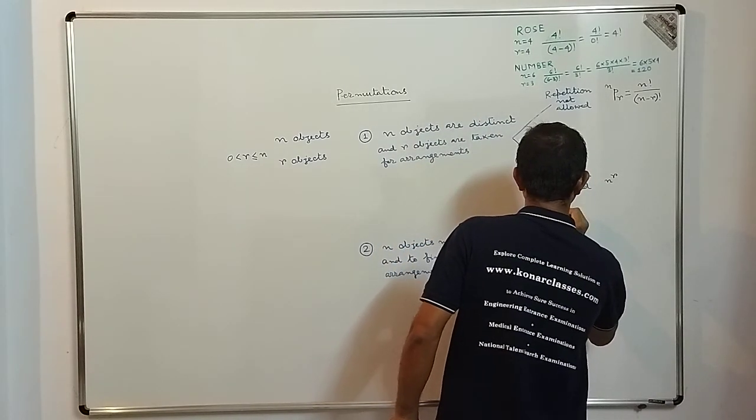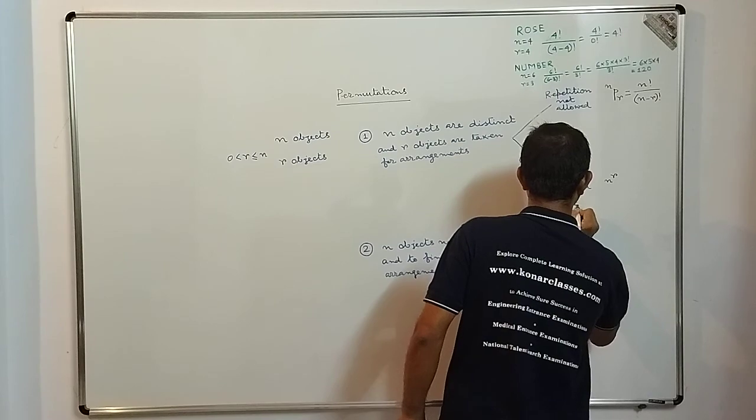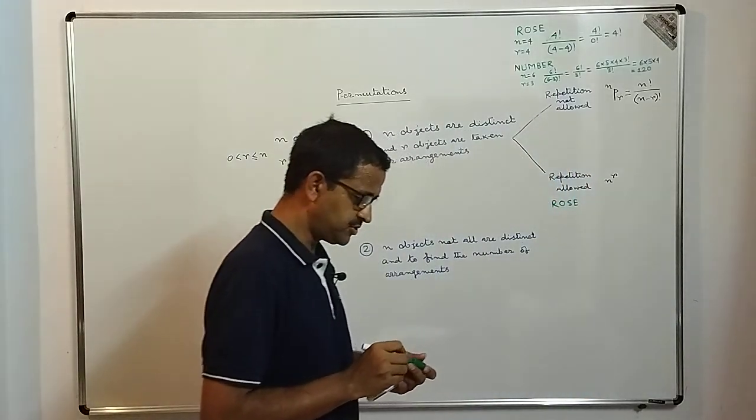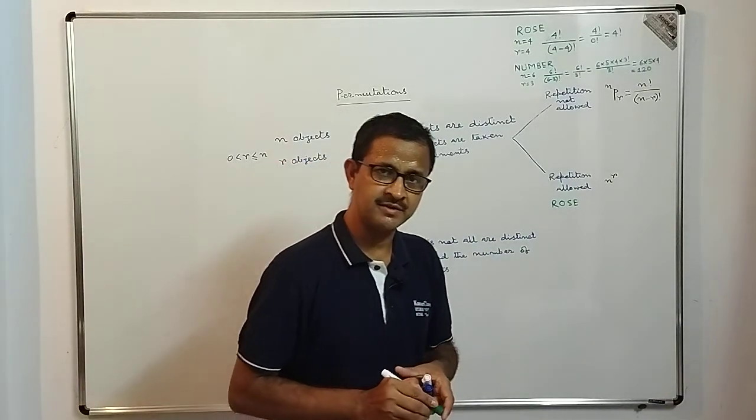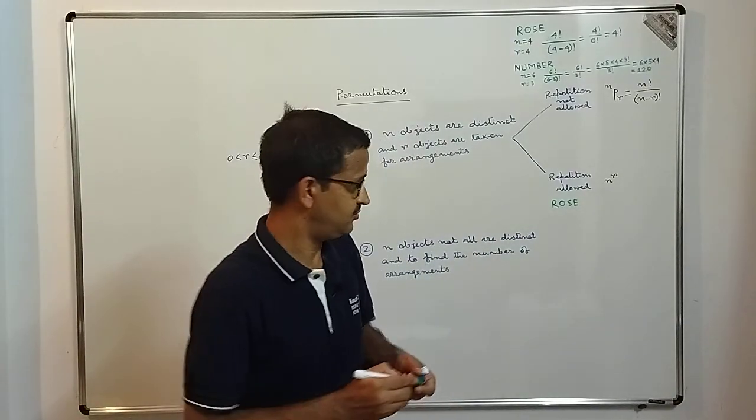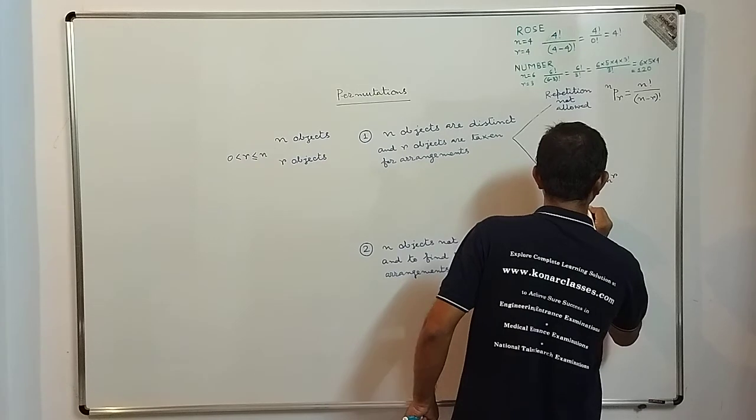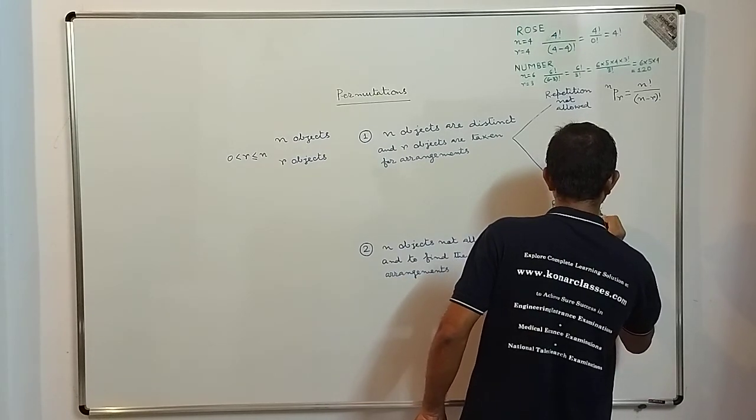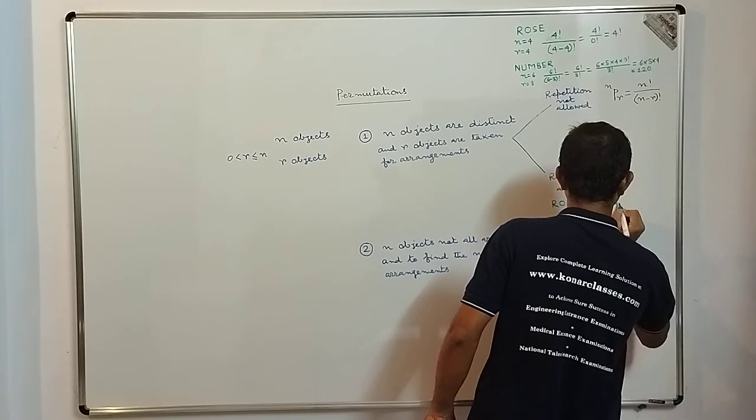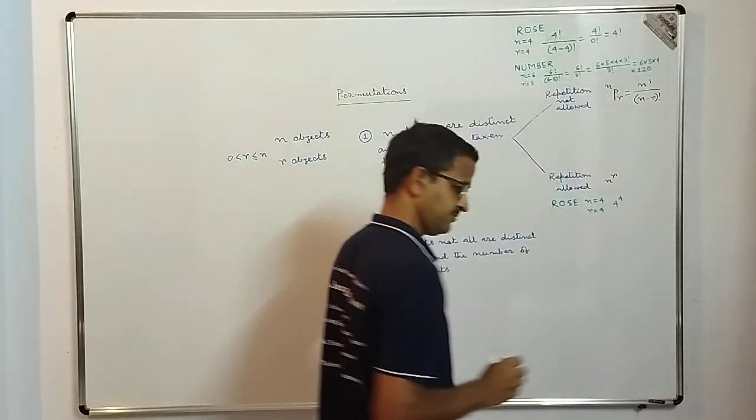So suppose from the letters of the word ROWS, we need to make different words with or without meaning, and repetition is allowed. Then what is the value of n here? The value of n is 4 and the value of r is also 4. So the possible number of arrangements is 4 to the power 4.